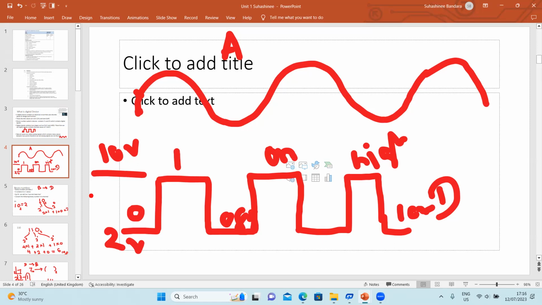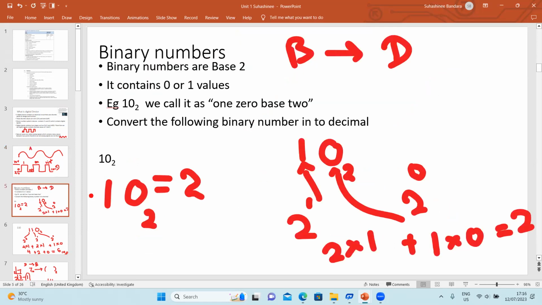So we are going from AC to DC current. Do you know DC current? Discrete current. And AC is analog current. So we convert and get the required one according to our requirement in our machines. Then we convert binary numbers into decimal.